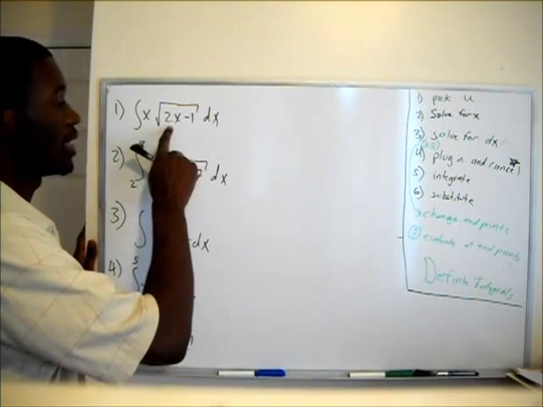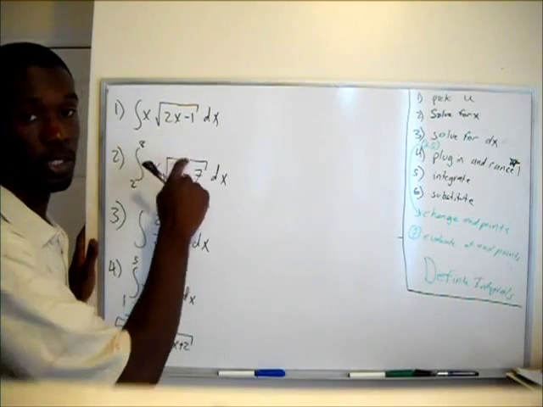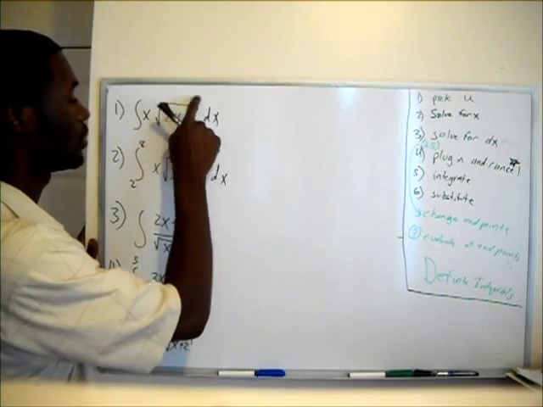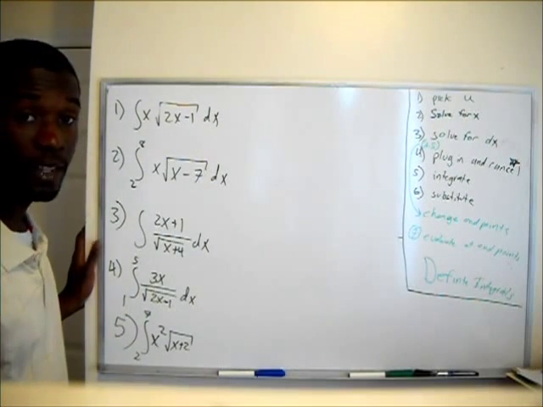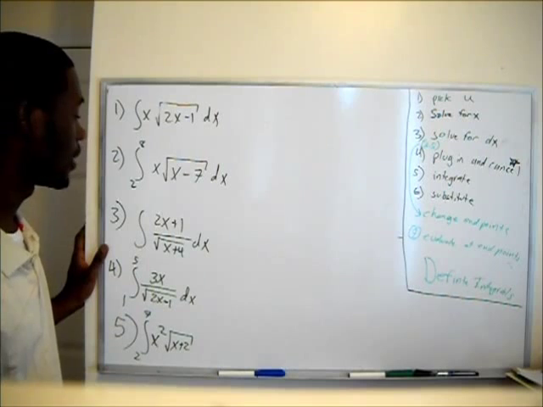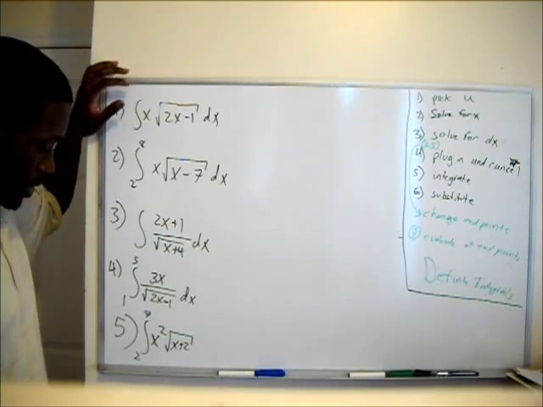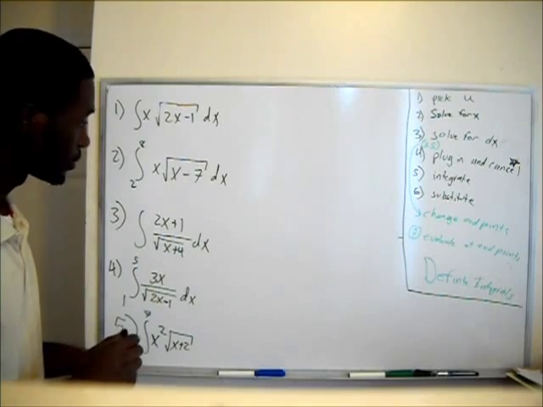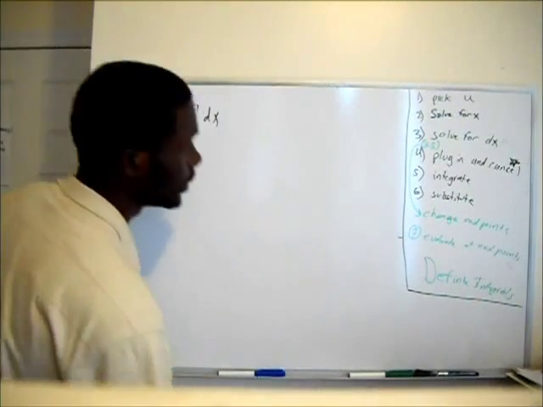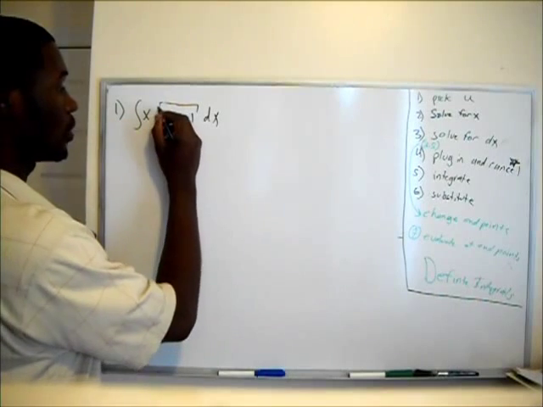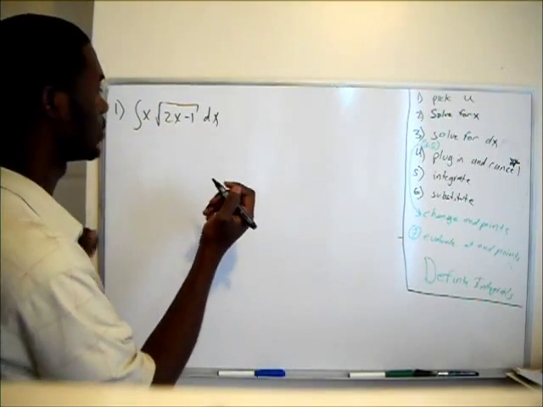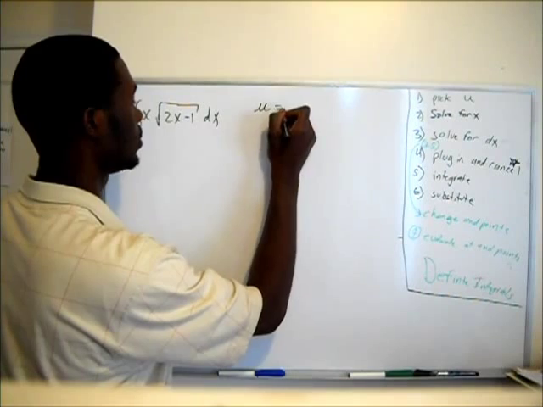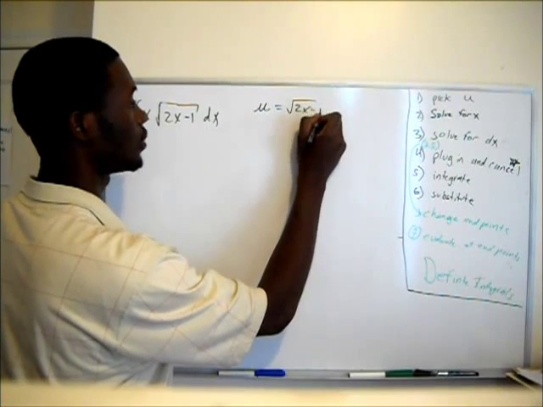So instead of picking the inside 2x minus 1 to be my u, I'm going to pick the entire square root to be my u. And that's when it's going to work, with some extra steps. So whenever you see examples like this, it's using that method. So for this one, let's start. Alright, so I'm going to pick my u to be square root of 2x minus 1. So my u is going to be equal to square root of 2x minus 1.